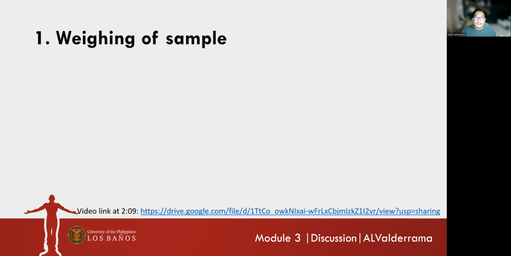Okay, so now let's proceed to the step-by-step procedure of our gravimetric determination of iron. So the first step will be the weighing of sample, and it is just by weighing by difference. So now let's proceed to our video to show you the weighing by difference.